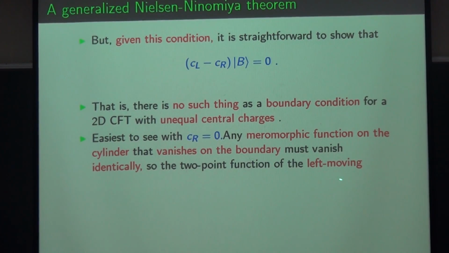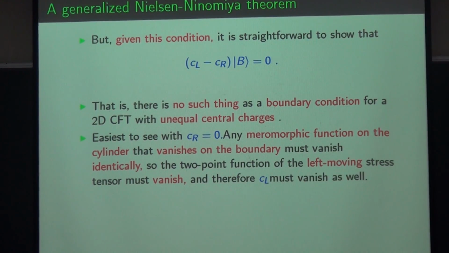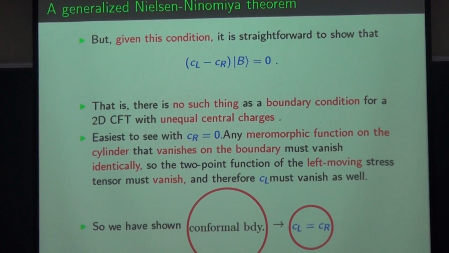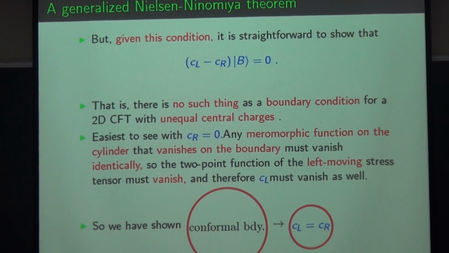So the two-point function of the left-moving stress tensor has to vanish because it's meromorphic and it vanishes on the boundary. But that means that c left has to vanish as well, because c left is the coefficient of the double pole in the two-point function of the left-moving stress tensor. Simple enough. So we've shown that a conformal boundary condition implies c left is equal to c right. There are ways of understanding it in Lorentzian signature as well.